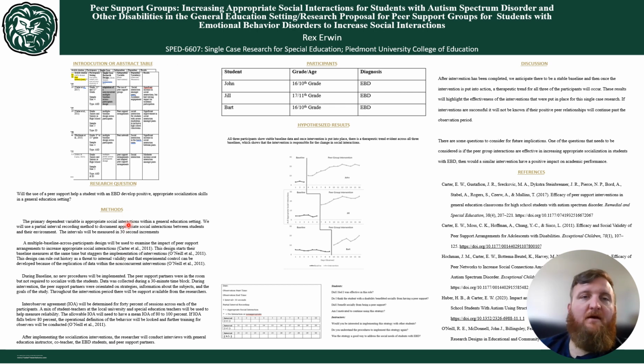As far as methods, the primary dependent variable was social interactions, specifically appropriate social interactions within a general education setting. I used partial interval recording to document appropriate social interactions, and they were measured in 30-second increments. I have a good memory of what these charts look like, and you can make this in Word, or there are plenty of places online to grab one.